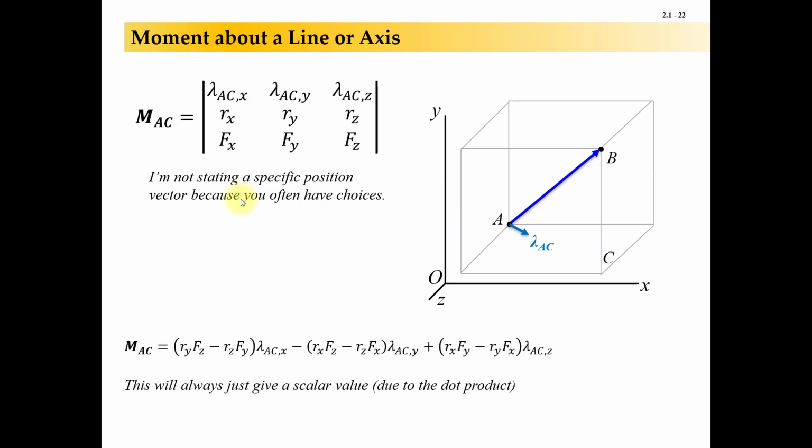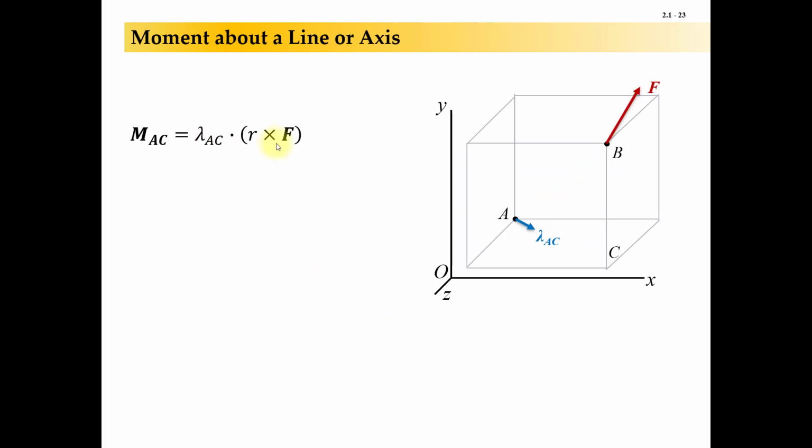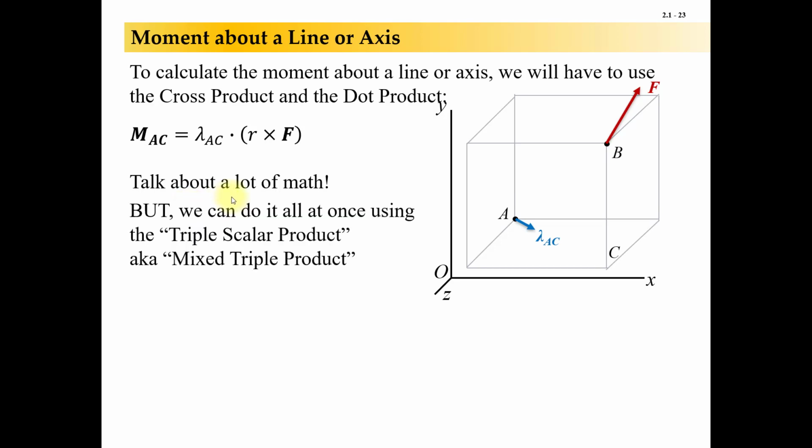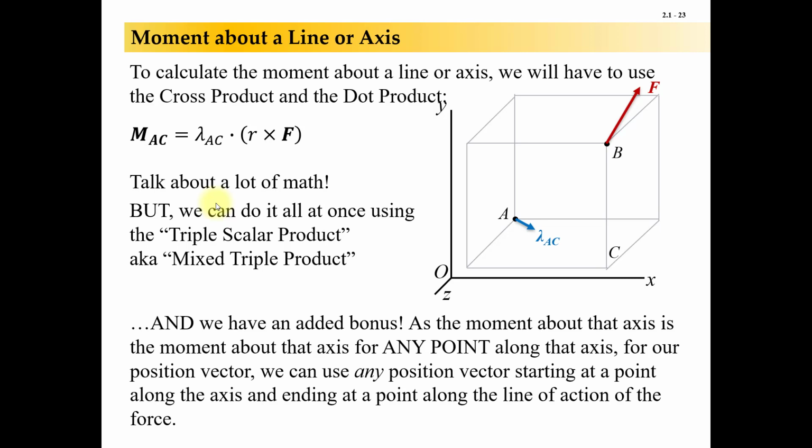This is what this determinant looks like. What we're going to be doing here is actually taking our moment that we calculated before and dotting it against lambda AC. Okay, and that is a lot of math, but if we do it all at once, we can get what we call the triple scalar product or the mixed triple product, and it's really just doing it in one big determinant. Okay, so we'll do all the math at once.